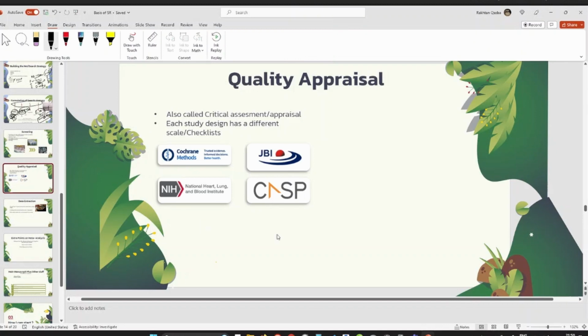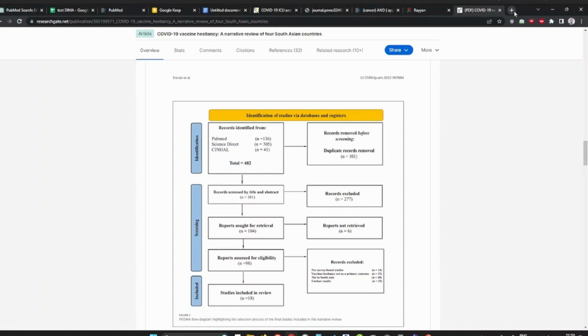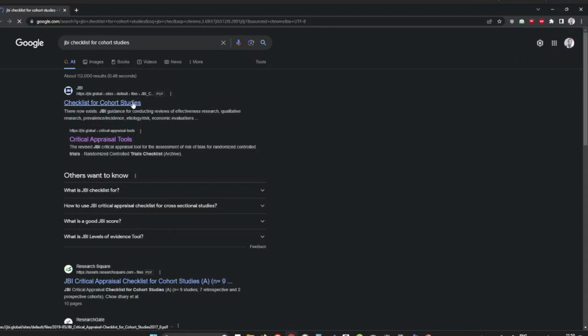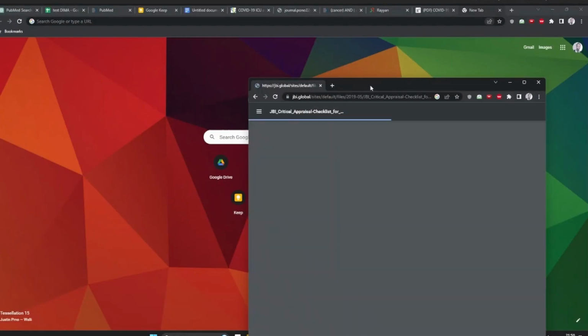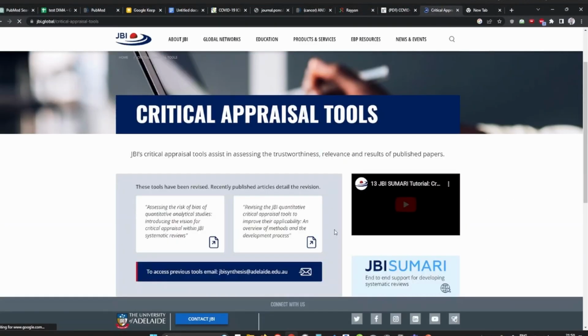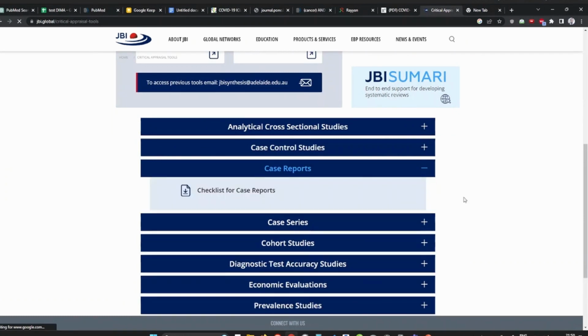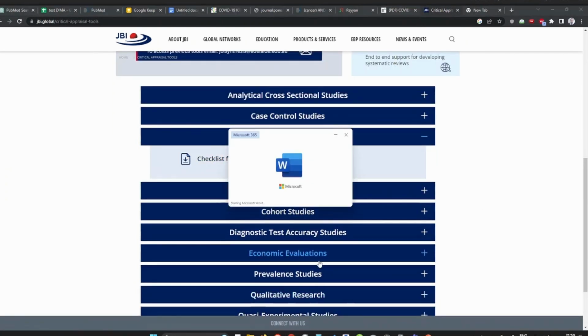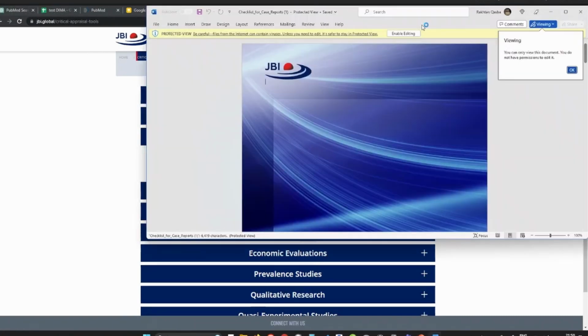So let's move, for example, to the JBI checklist once again. The JBI research checklists, for example for the cohort study, and for case reports. So if I download a checklist for a case report, the same thing will happen.